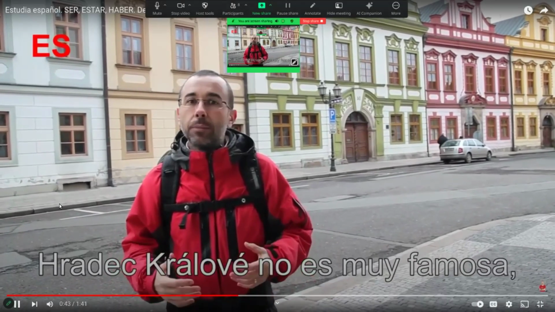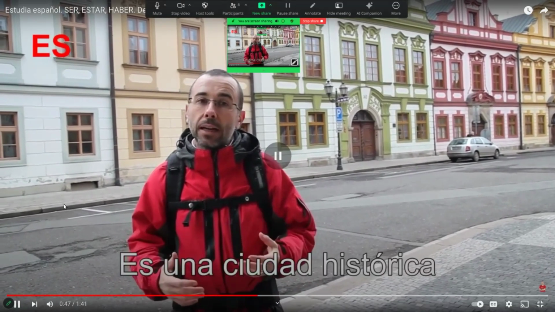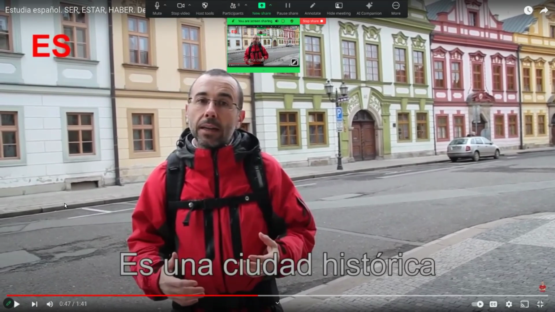Hradec Králové no es muy famosa, pero es interesante. Now you're going to hear a lot of es, and he's talking about the city. It's not famous, but it's interesting. We're talking about characteristics. You're going to hear es used to talk about characteristics of the city. Es una ciudad histórica. Telling what it is, we're identifying. It's an historic city.